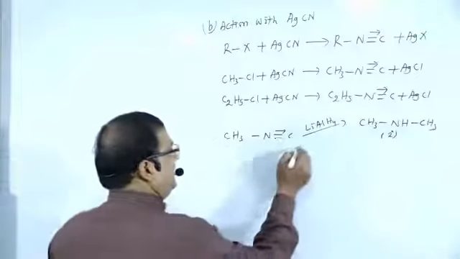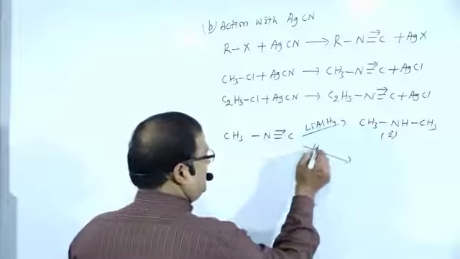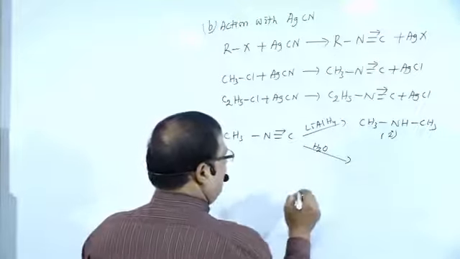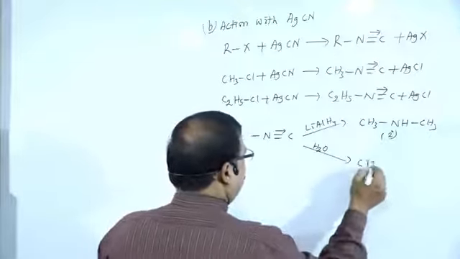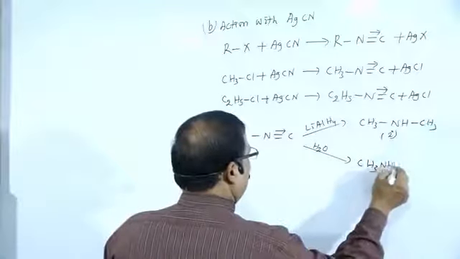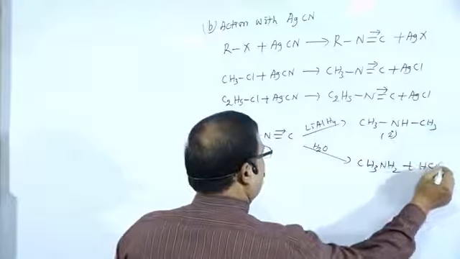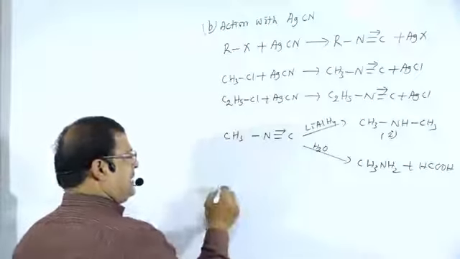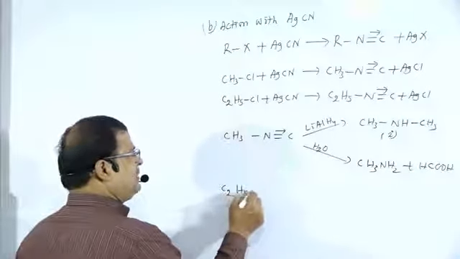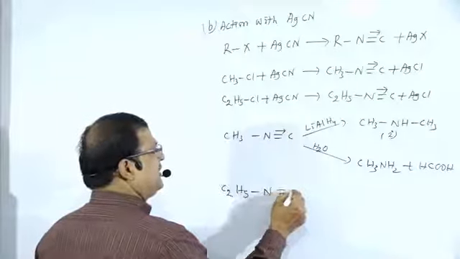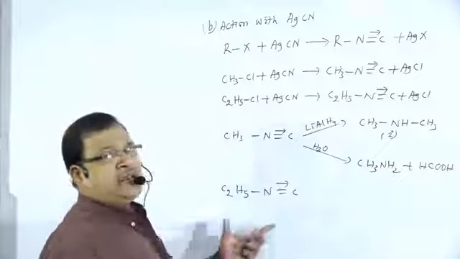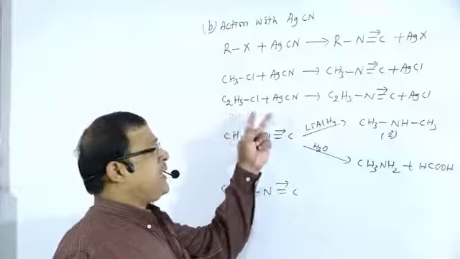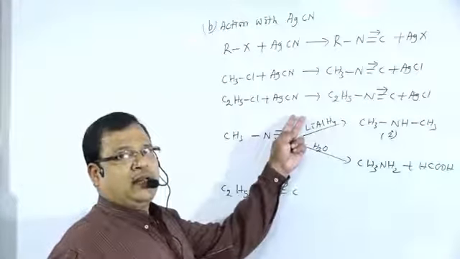And regarding the hydrolysis reaction, the formation of CH3NH2 and HCOOH, formic acid, will occur. If we take ethyl isocyanide, C2H5 and double bond C, dative bond, how is it obtained? It is obtained by the action of ethyl chloride with silver cyanide, AgCN.